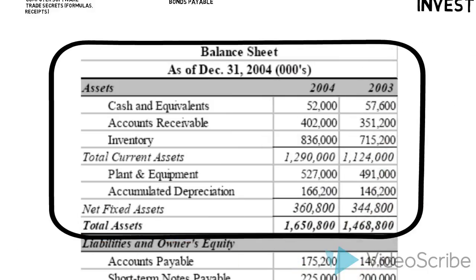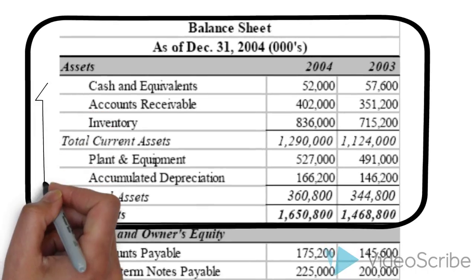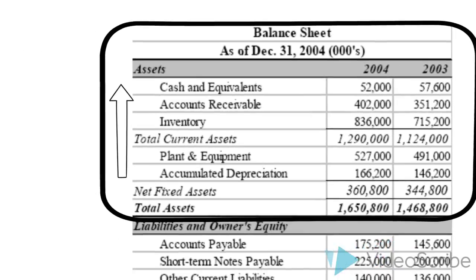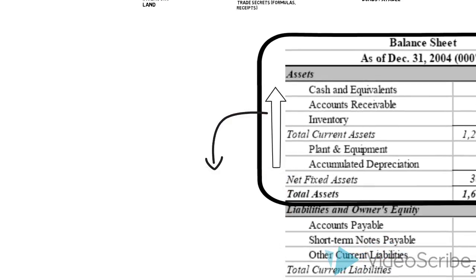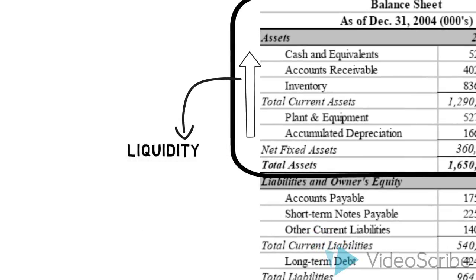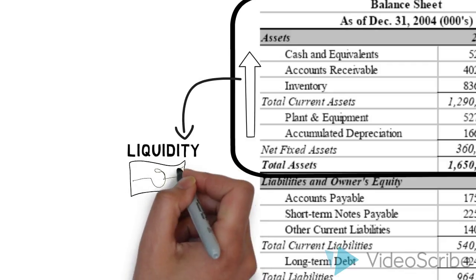Basically, current assets means that those assets can be converted into cash within 1 year in the normal course of business. And fixed assets are the ones that cannot be easily converted into cash. So the assets are allocated in the balance sheet according to their liquidity. It means how quickly the assets can be converted into cash.